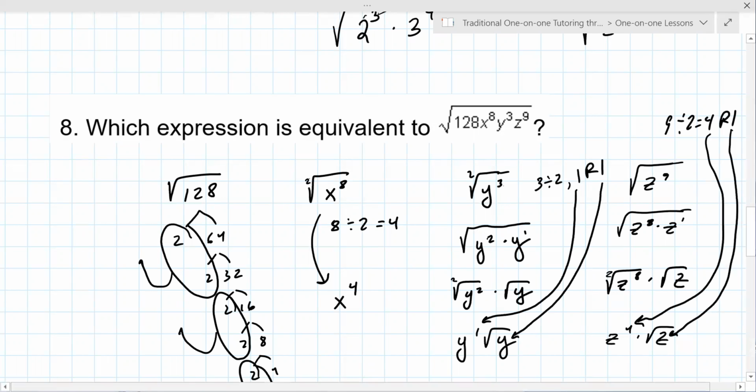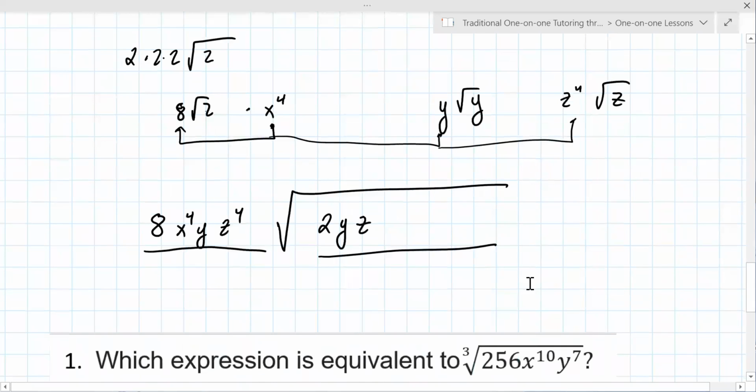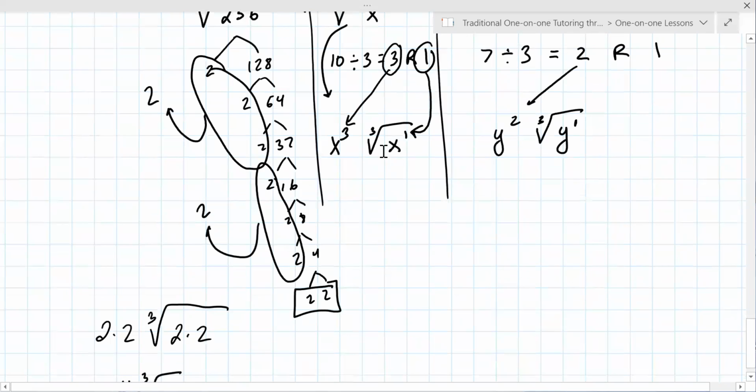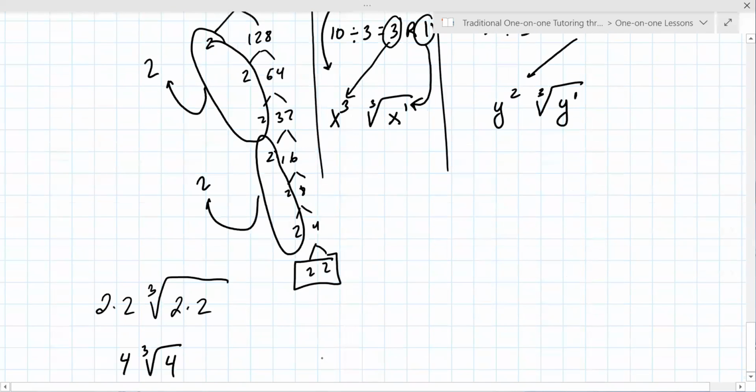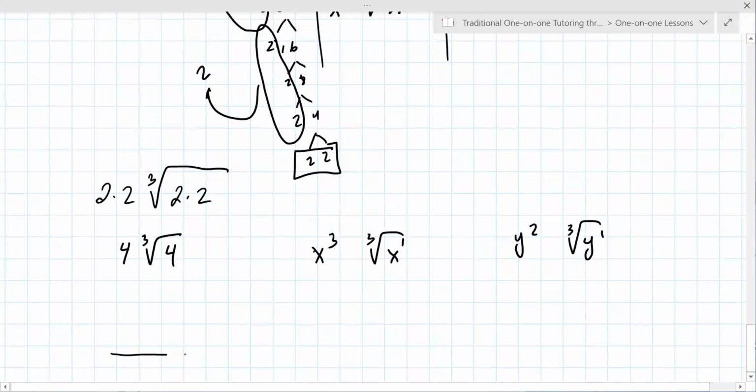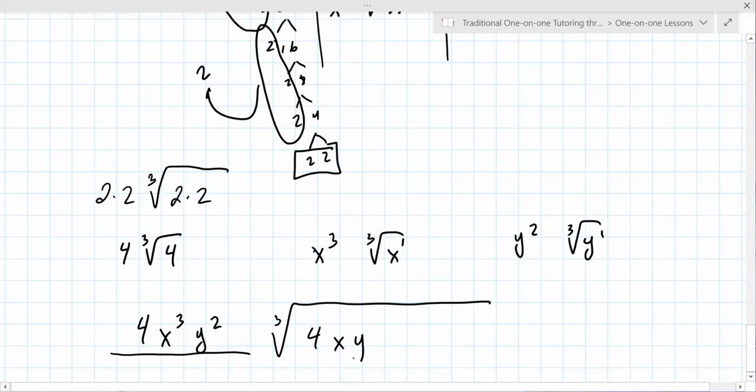Because that's how we're going to do the next problems, because it is truly much faster. So again, we're kind of down to this. Here's x cubed, cube root of x to the 1, y squared, cube root of y to the 1. So we've got the parts outside the root, and then we've got the parts inside the root. And we have 4xy.